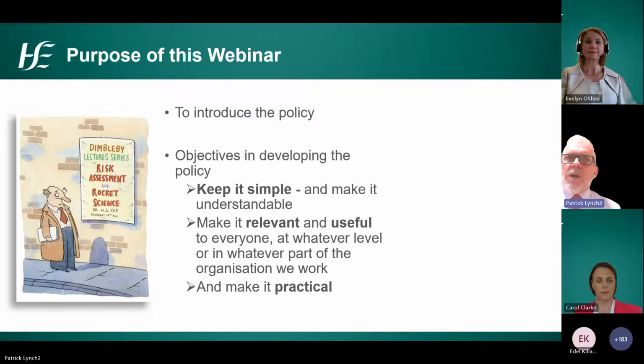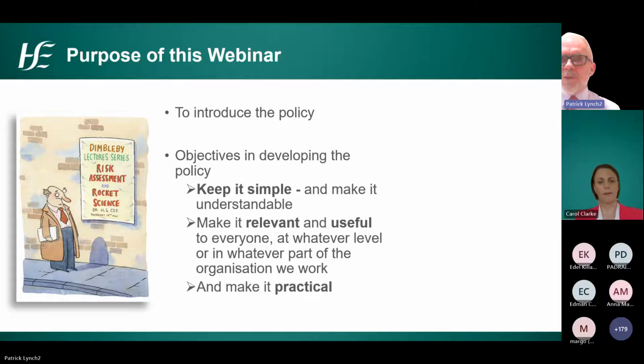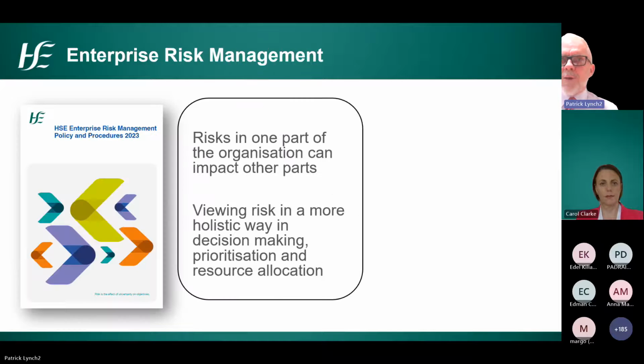So the overall purpose of today is to introduce the policy and to provide you with a very high-level overview of what it says. When we embarked on developing this policy, to which many of you have contributed, we had a number of objectives over and above producing a technical risk policy that meets the ISO standard for risk management. In particular, we wanted to keep it simple, make it understandable, make it relevant and useful to everyone at whatever level or in whatever part of the organization we work, and make it practical.